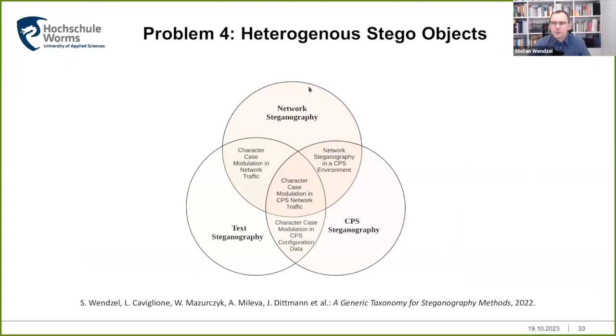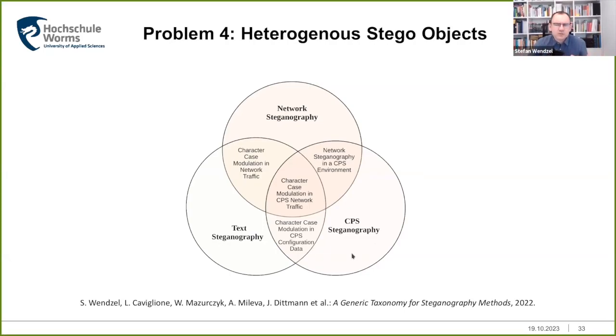So let's say you have network, text, or CPS steganography. What is it? What kind of steganography do you apply if you perform some character case modulation in CPS configuration data, like for instance, the TIA portal for ICS environments? Well, in our understanding, it doesn't matter. It would obviously be text stego, but also somehow CPS stego or text stego applied to CPS.